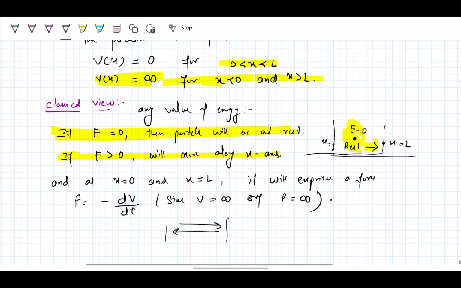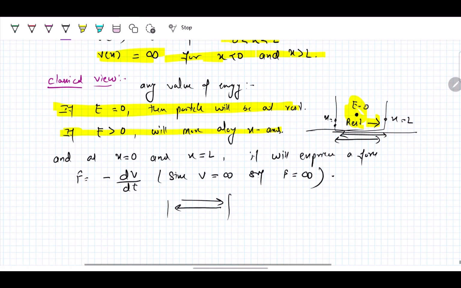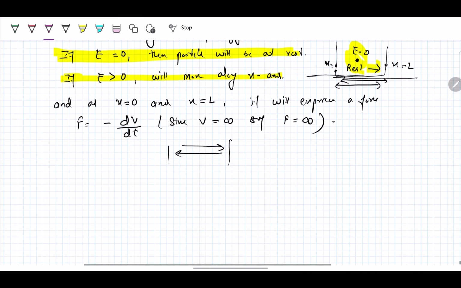Since the potential is infinite at the walls of this box, the force is also infinite. That's why it will move back and forth at the walls of this box. So this is the classical view. Let's talk about the quantum mechanical view.